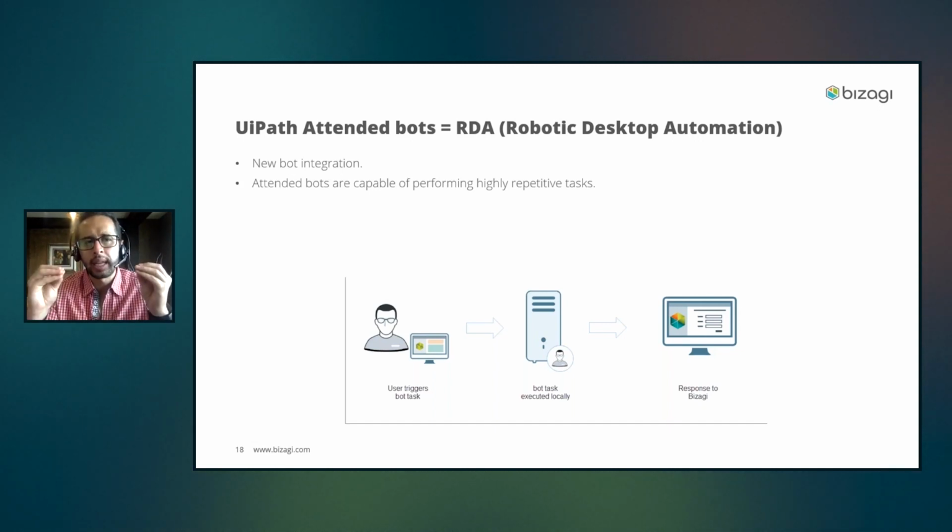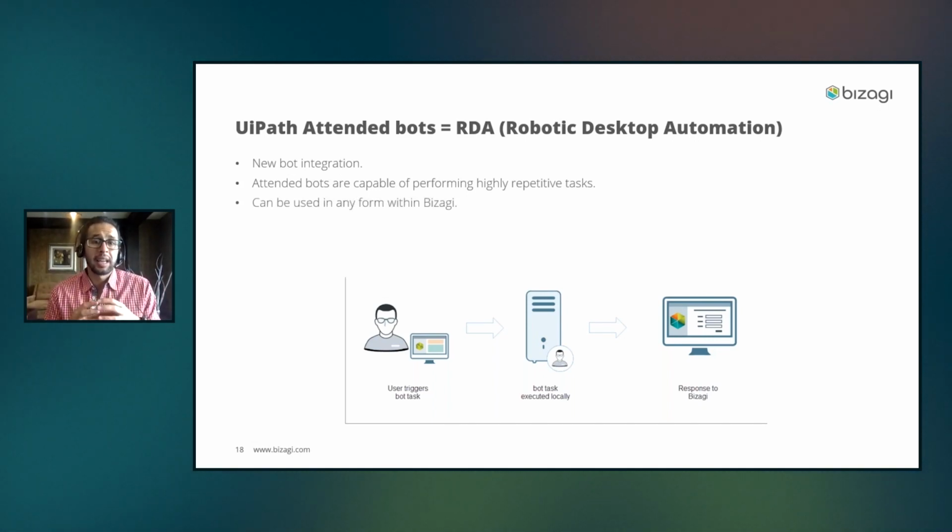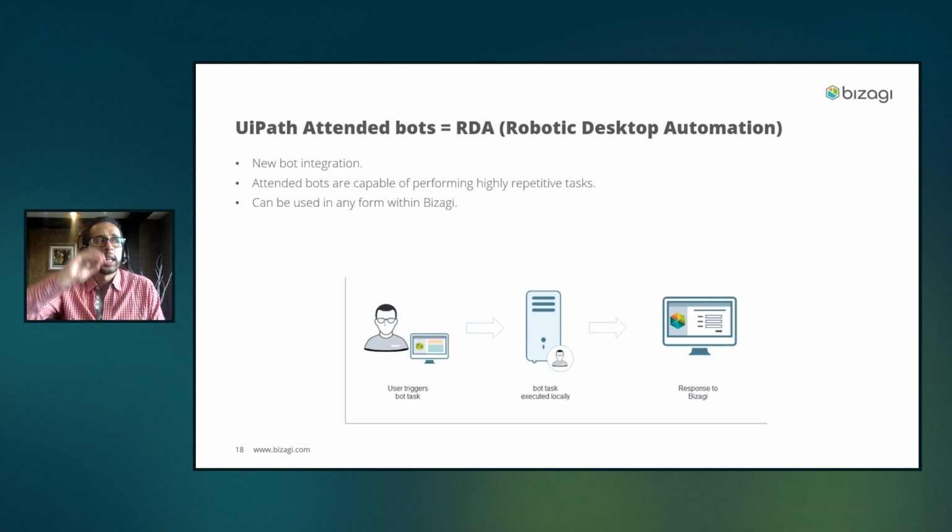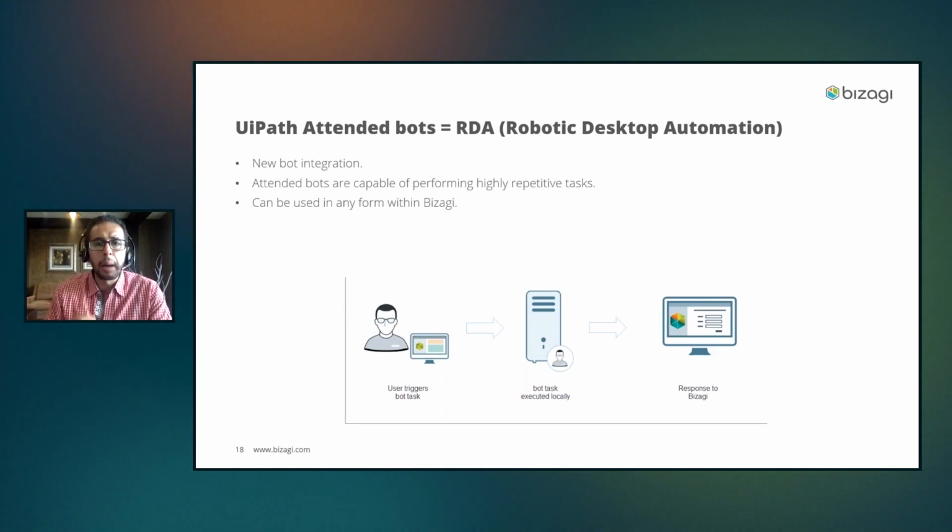Now, we're getting into this attended bots space and we start our integration with UiPath. What is the main difference from the unattended ones? The unattended can be executed without any human intervention, and they are located not on the end user computer or machine, but in central servers. Attended bots are executed on the end user machine. They are used to avoid and reduce highly repetitive tasks.